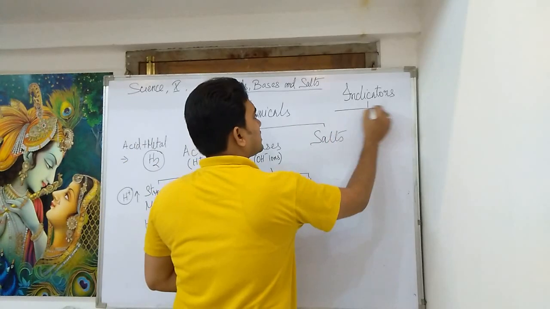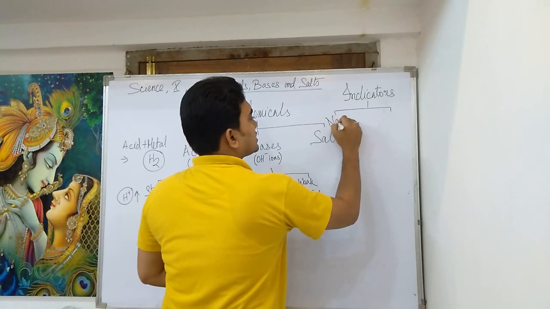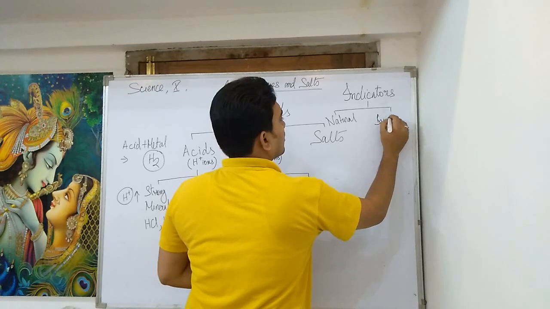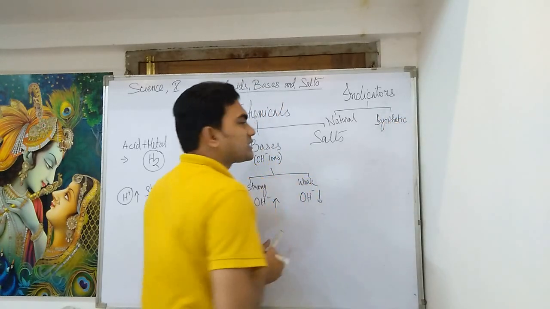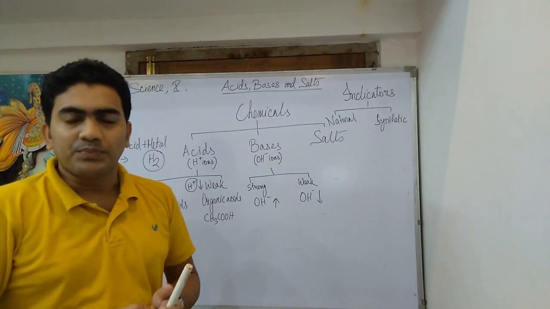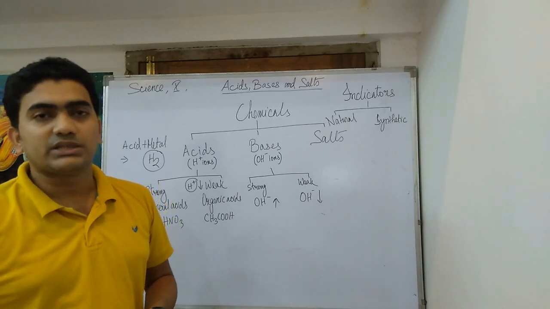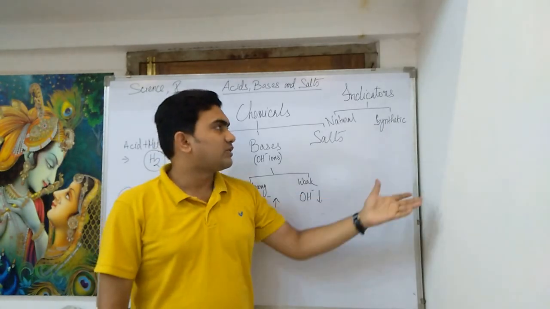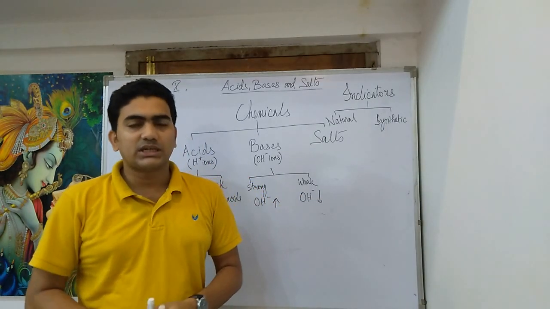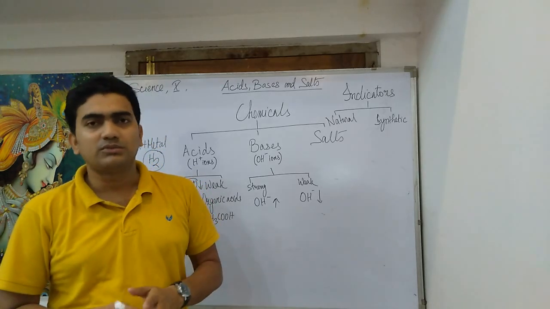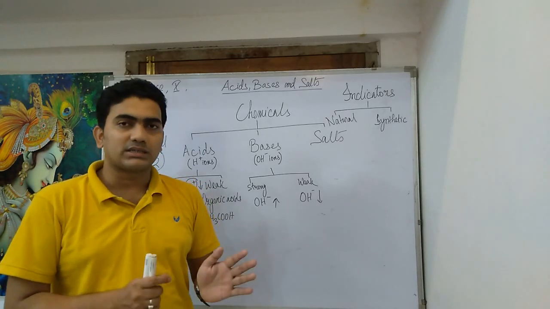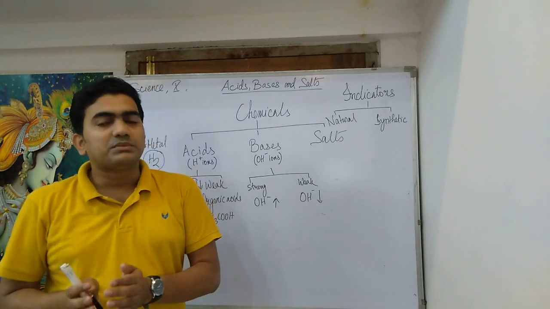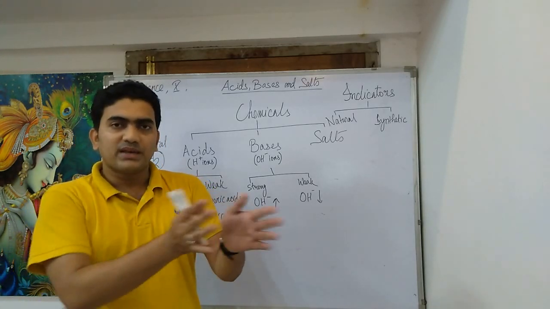Indicators are further of two types, natural and synthetic or artificial. The natural ones are like onion, turmeric and lichen plants, while the synthetic ones are phenolphthalein and methyl orange. They change color in either acidic or basic medium. They have characteristic colors, that this type of indicator will show this color in a basic medium and that color in an acidic medium.